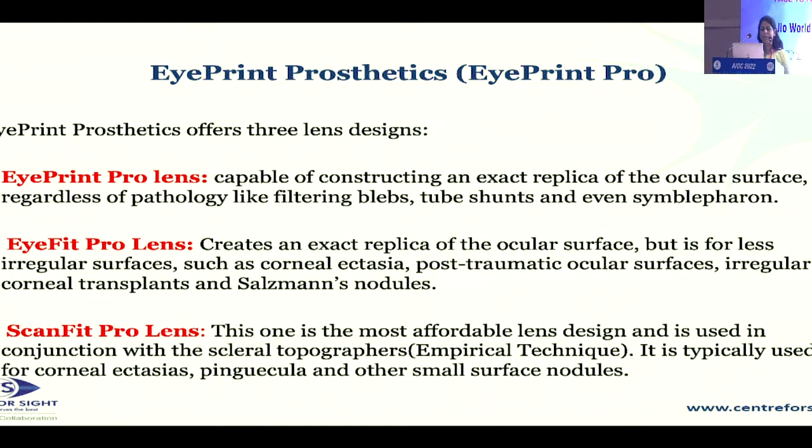The third lens, which is very popular, I'm covering here because it works with empirical technology. It doesn't take an impression mold, but it works with scleral topography. But because it is marketed by Eyeprint Prosthetics, I'm mentioning it here. So it also makes an ocular surface replica, but it works with scleral topographers.